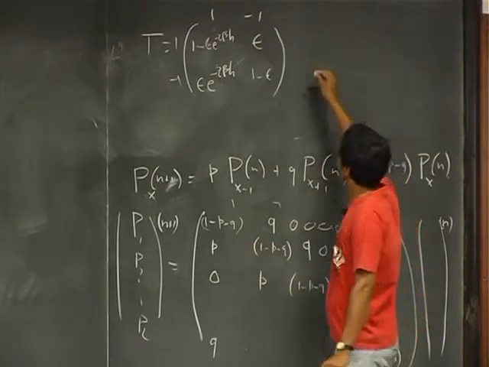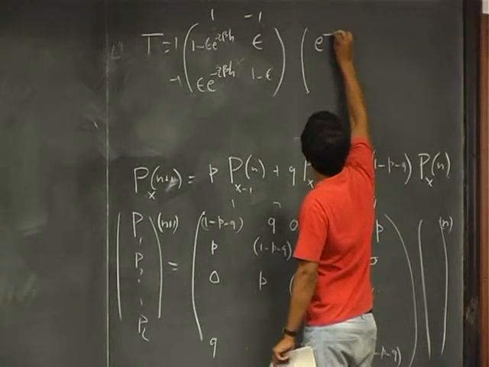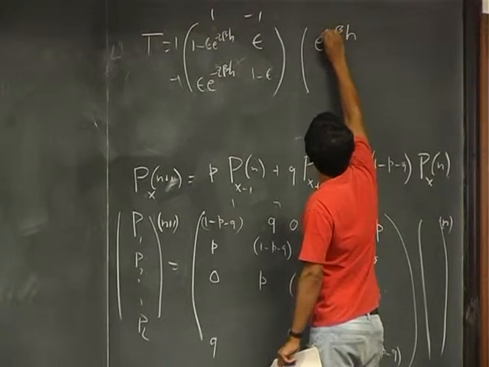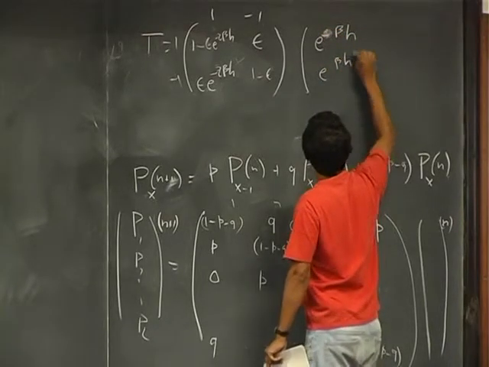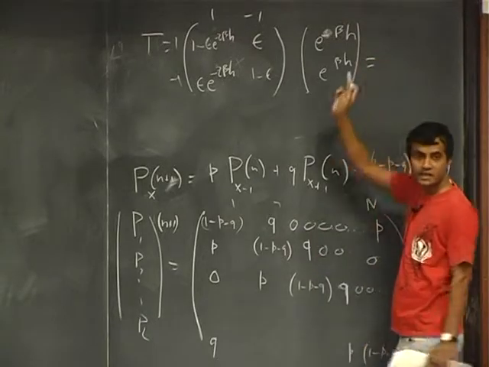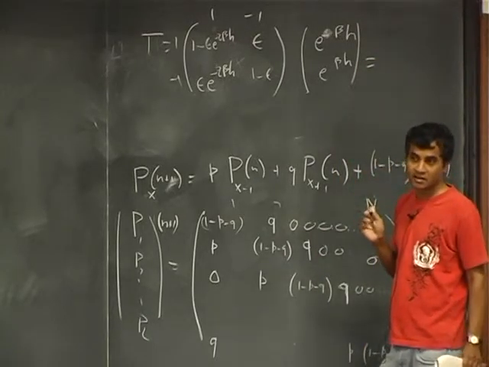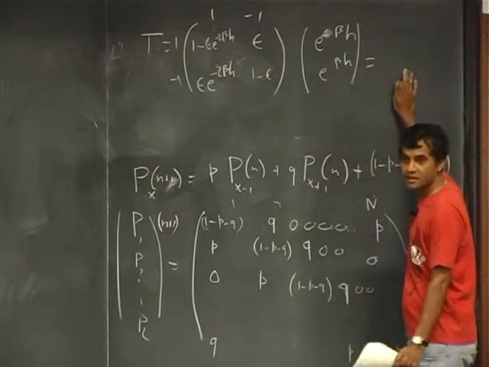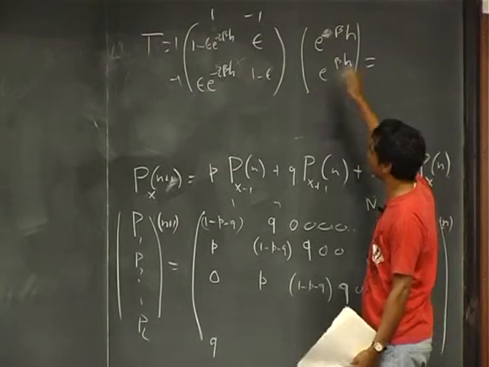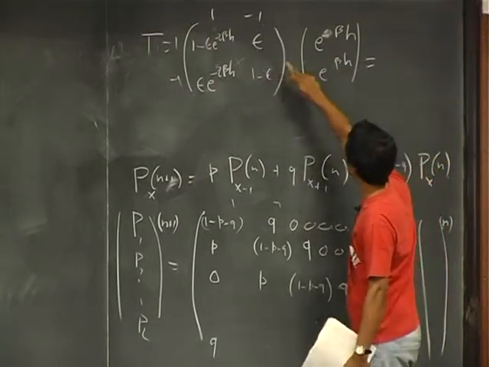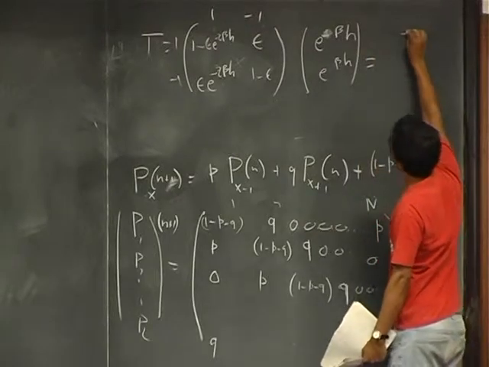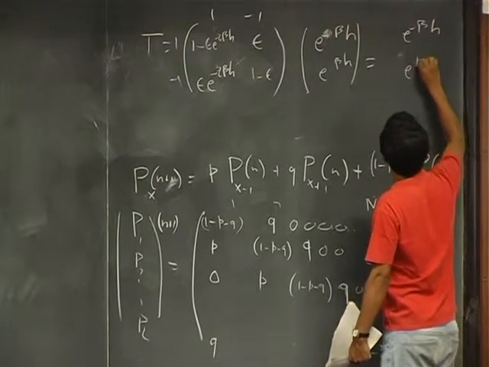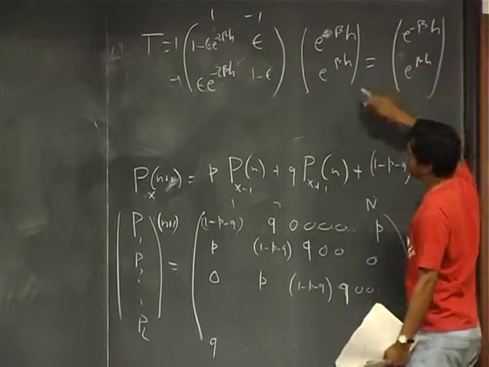And you can easily verify that if you put e to the power minus beta h, what will you get? Same thing, right? You can just do this easily. This into first, you get e to the power minus beta h. So it's a steady state eigenvector.